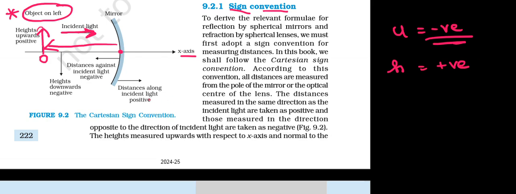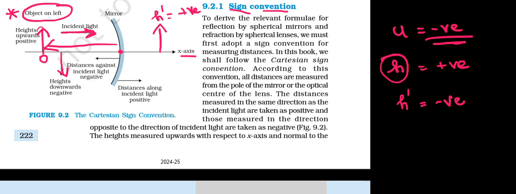And where is the image going to be formed? It depends upon the mirror, and the position is going to vary. If the image is formed below the principal axis, h dash, the height of the image, should be taken as negative. Please have that in mind: this is the height of the object, and h dash is the height of the image. When the image is formed on the right side, above the principal axis, h dash is positive, because the image is formed above the principal axis.